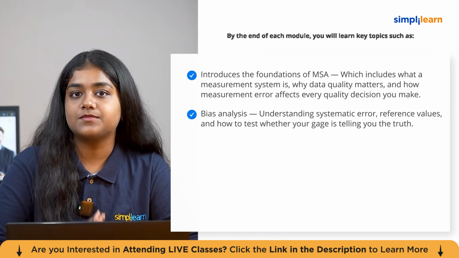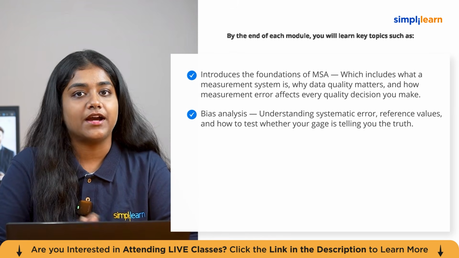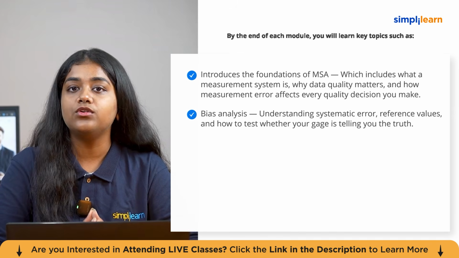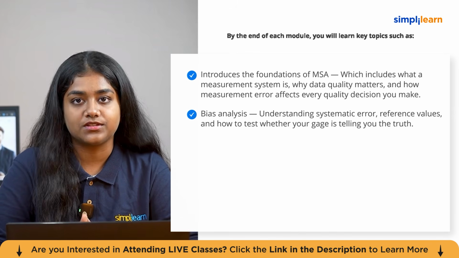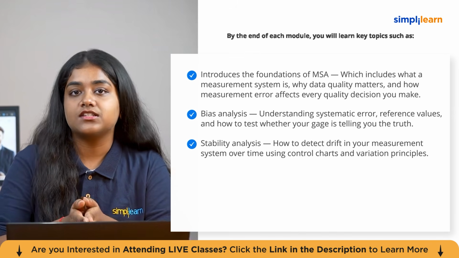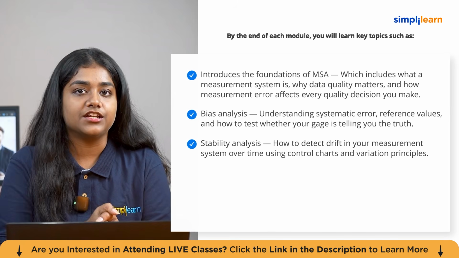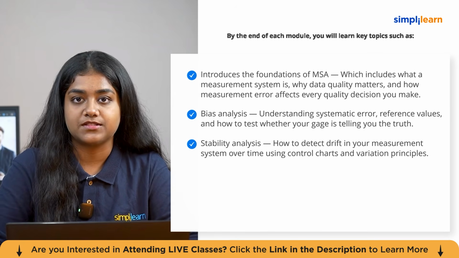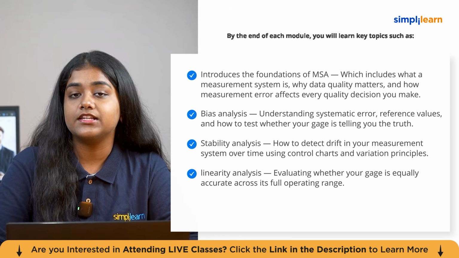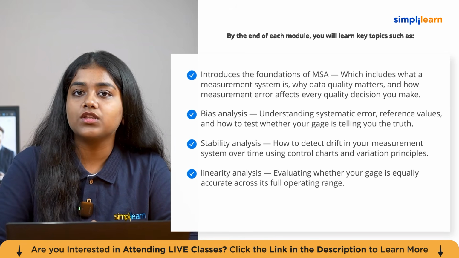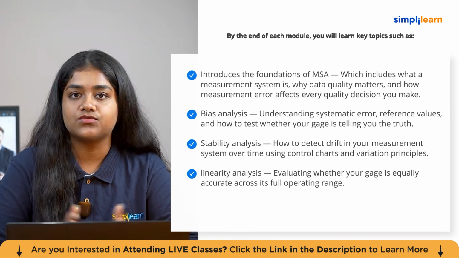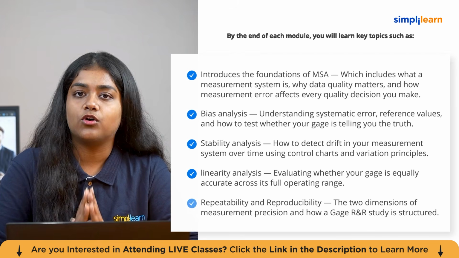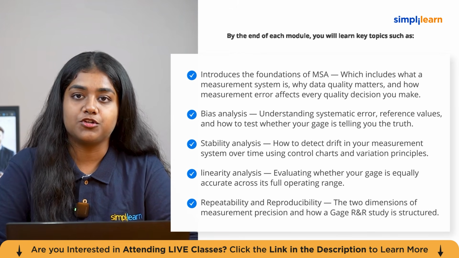And Module 2 covers bias analysis, understanding systematic error, reference values, and how to test whether your gauge is telling you the truth. Module 3 covers stability analysis, how to detect drift in your measurement system over time using control charts and variation principles. And Module 4 covers linearity analysis, evaluating whether your gauge is equally accurate across its full operating range.